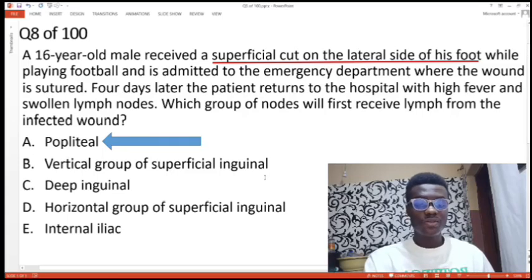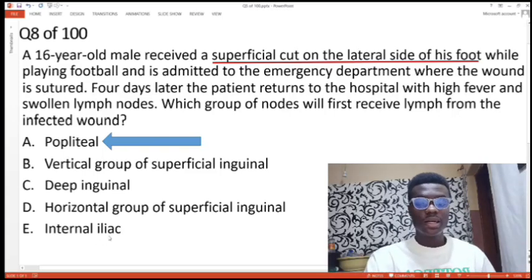Now the superficial inguinal lymph nodes, both the horizontal group and the vertical group, are present in the thigh. The vertical group of the superficial inguinal lymph nodes receives lymph from the medial aspect of the thigh, and the horizontal group is divided into two: the upper lateral and the lower medial group. The upper lateral group receives lymph from the buttocks and the lower abdominal region, and the lower medial group receives lymph from the penis, the mons pubis, and also the lower abdominal region.